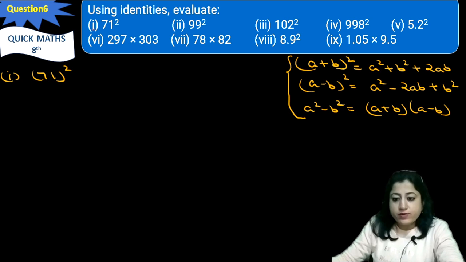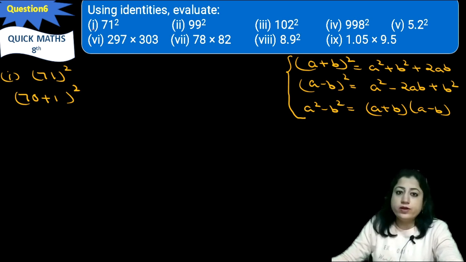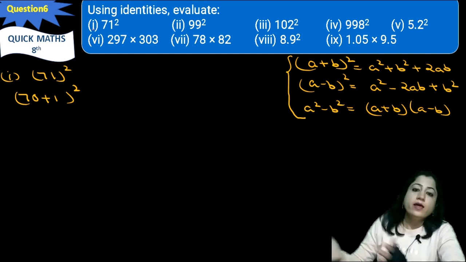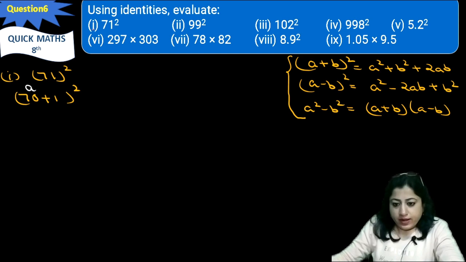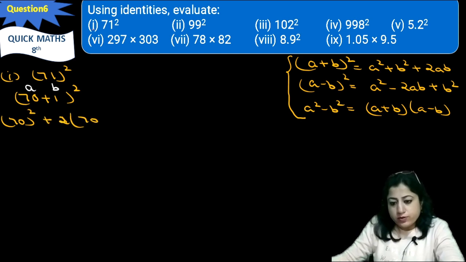So 71 square can be written as 70 plus 1 whole square. We will make it into a round figure, so it will be 70 plus 1. Now in this case, this will be a and this will be b. So (a plus b) whole square will be a square, 70 square, plus 2ab, 2 into 70 into 1, plus b square.